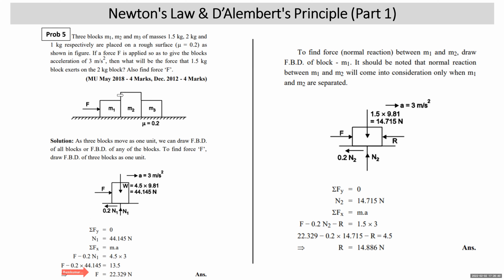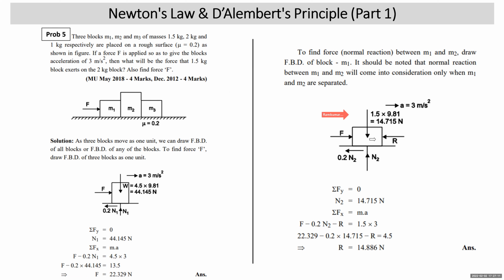Now he is asking you to find out the force that M1 exerts on M2 or M2 exerts on M1. So that will come into consideration only when the 2 blocks M1 and M2 are separate. So we separate the 2 blocks. We draw the free body diagram of block M1. This is what he's asking. What is the force the 1.5 kg block exerted on the 2 kg block? That means it's the common reaction between M1 and M2. To find that reaction, we draw the FBD of block M1.